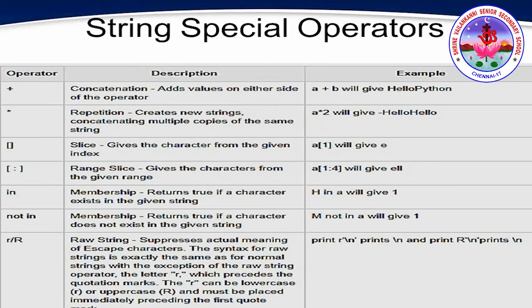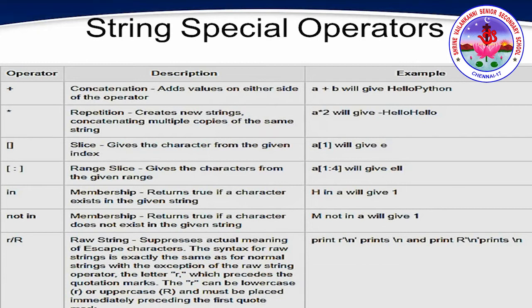Next is string special operators. We have so many special operators. You have the arithmetic operators, which help in doing arithmetic operations. The same plus can also be used for concatenation. Concatenation means adding 2 strings together, merging 2 strings together. So operator plus is for concatenation. It adds values on either side of the operator.